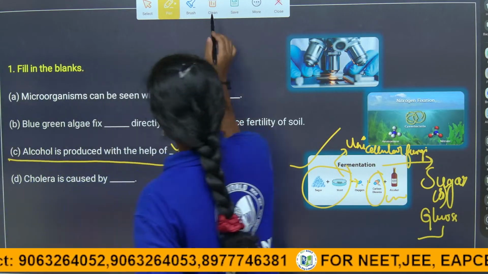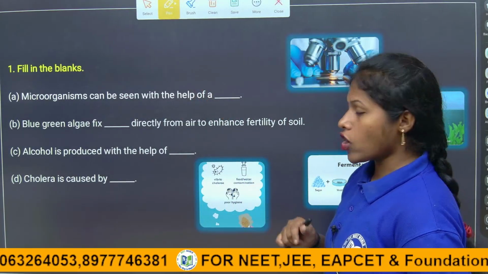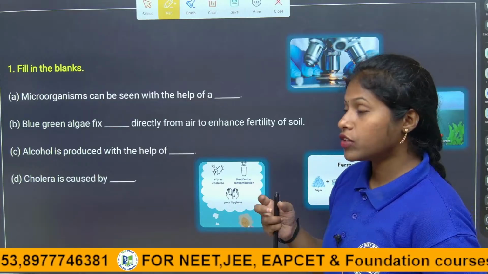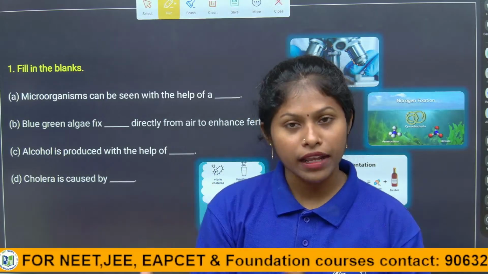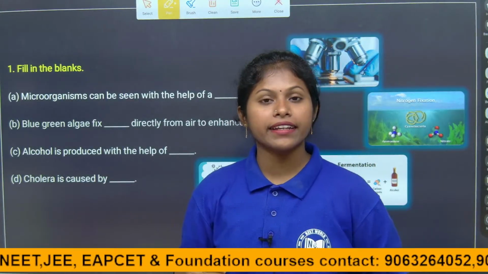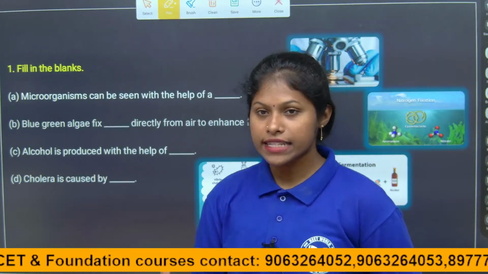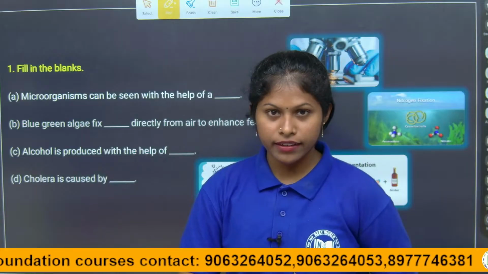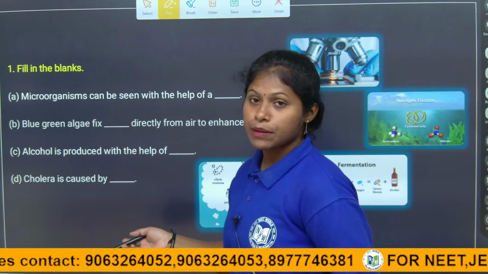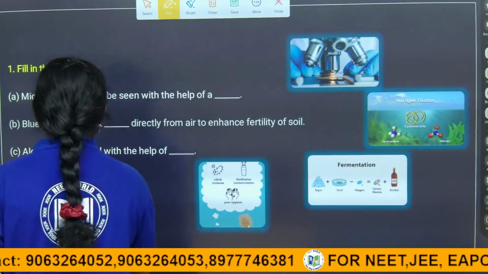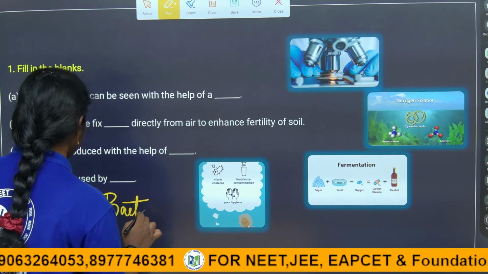So this is the third question, and coming to the last question, children, cholera is caused by which? The causative agent is what, children? Microorganisms. The causative agent of cholera is a microorganism. Which one? Is it a bacteria, fungi, protozoa or a virus? The answer is absolutely bacteria. Cholera is caused by bacteria.